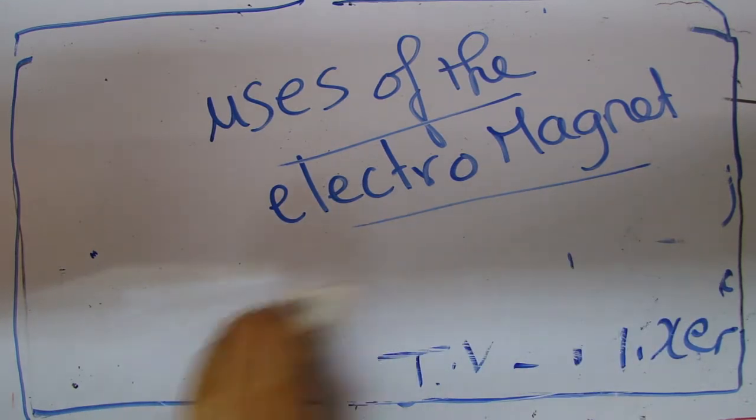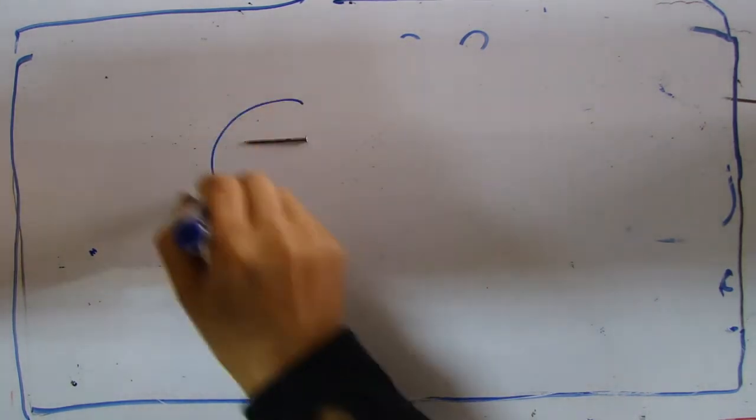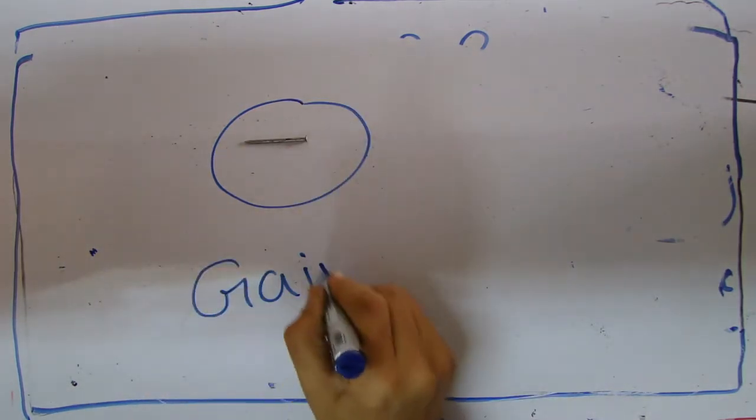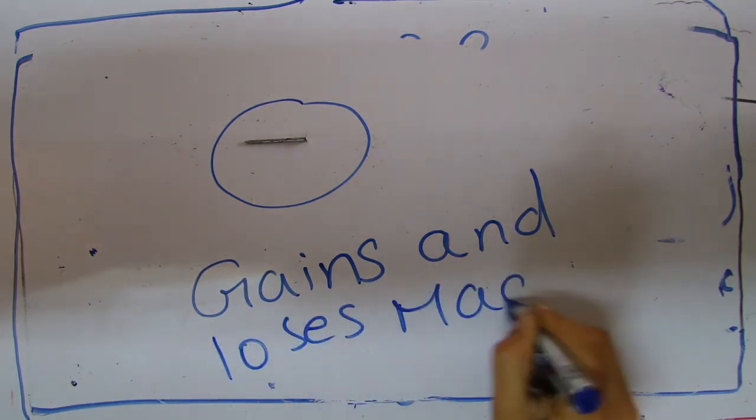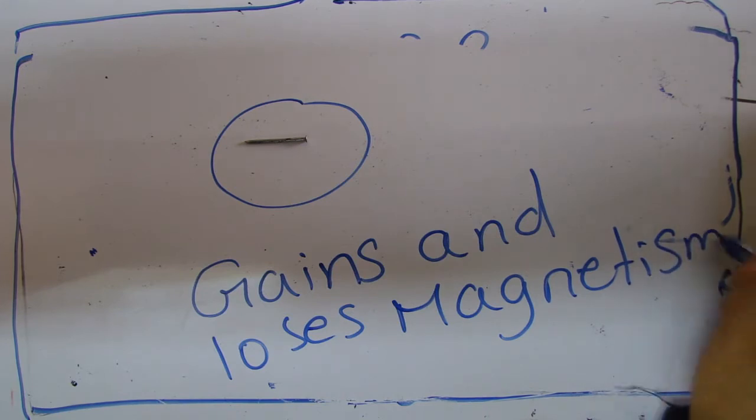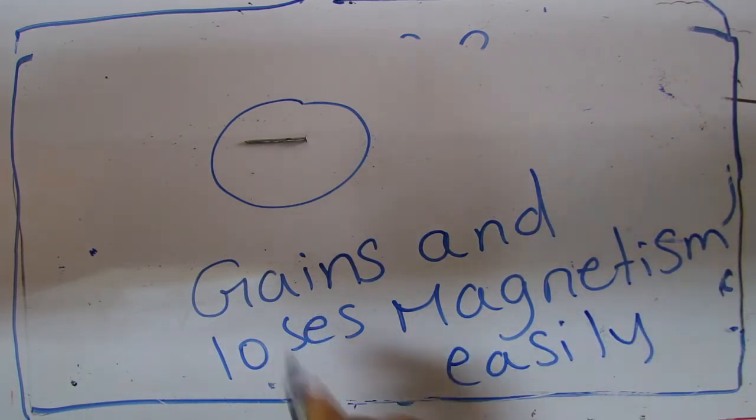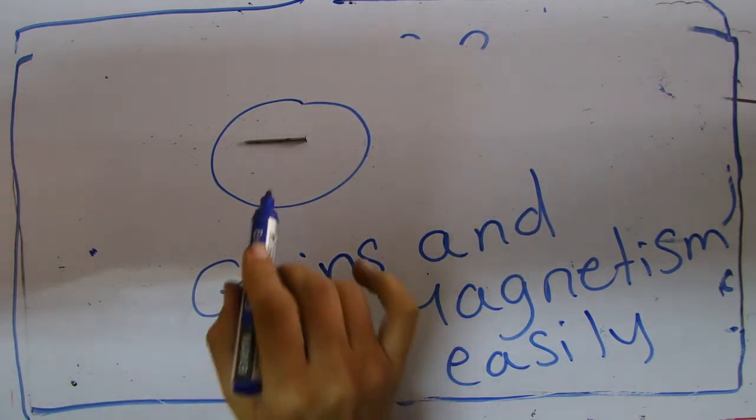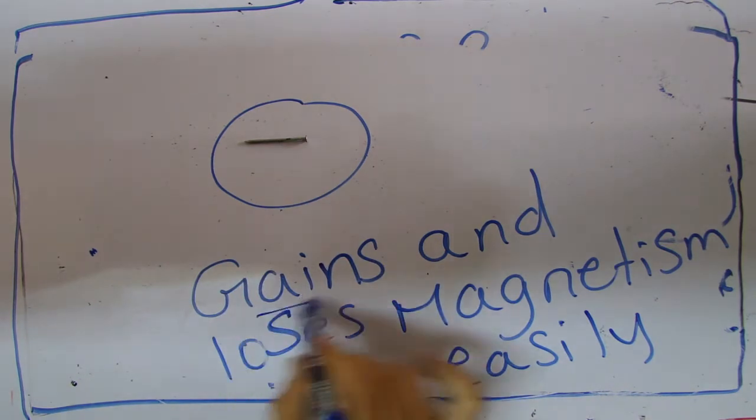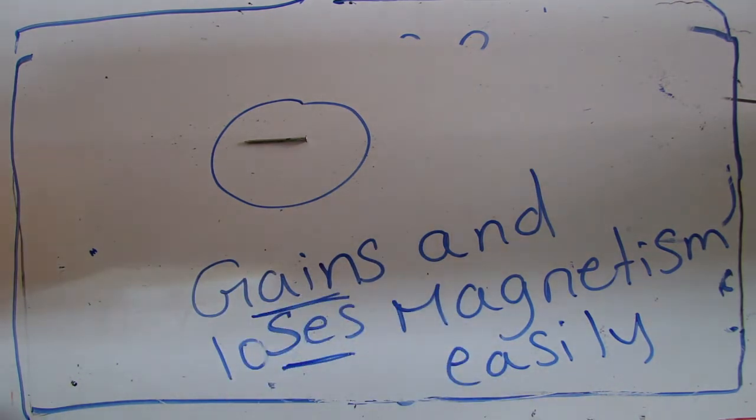If I ask you the question, give a reason why the soft iron nail is used for making the electromagnet. Why? Because the soft iron nail gains and loses magnetism easily. That's why I use the iron nail. So why do I use the iron nail? Because the soft iron nail gains and loses magnetism easily.